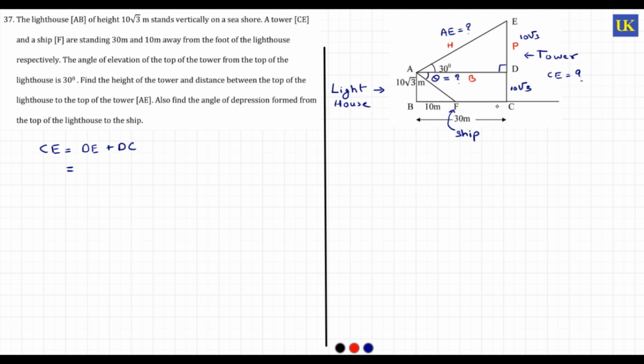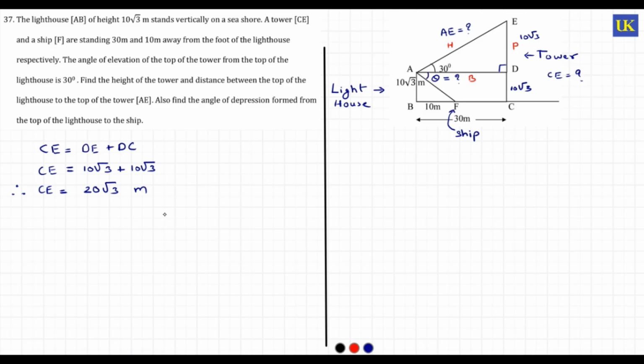So DE is how much? DE just now we found out it is 10 root 3, and DC or CD, whatever you say, we have understood this with our logic. In the question they have given this is 10 root 3. It means DC should also be 10 root 3. So 10 root 3. Now add both these things. So 10 plus 10 is 20 root 3. Okay, 20 root 3 meter.